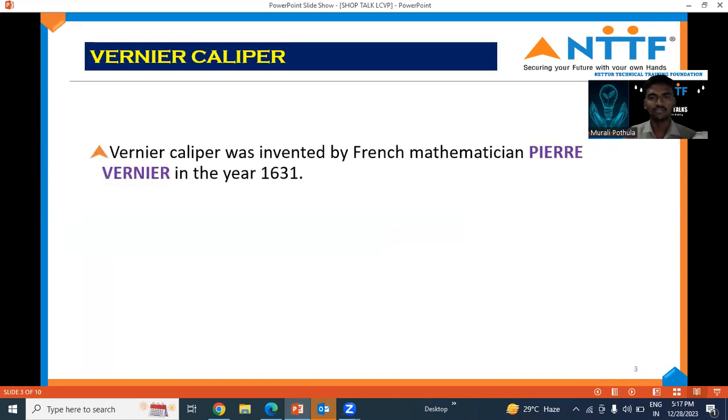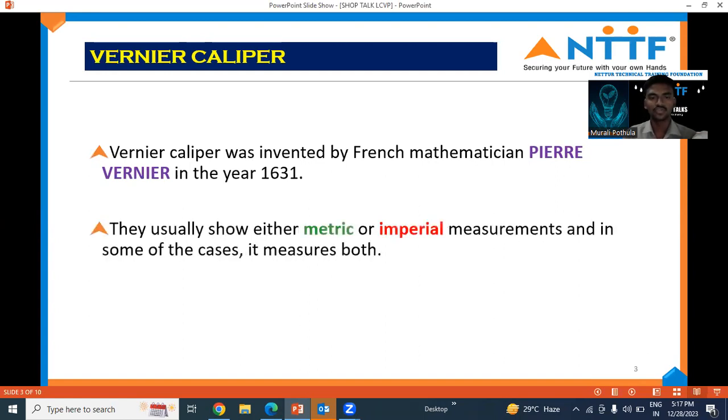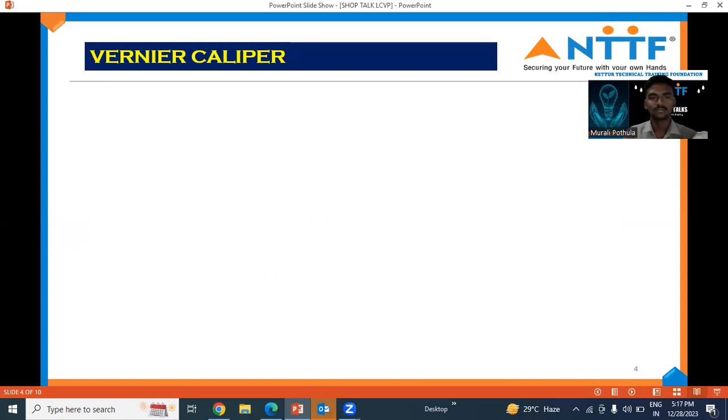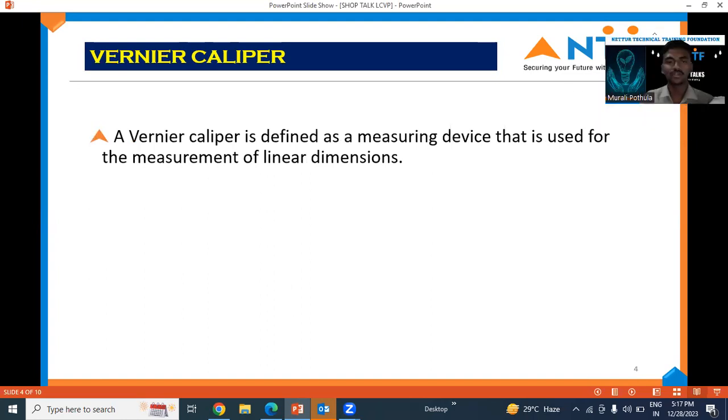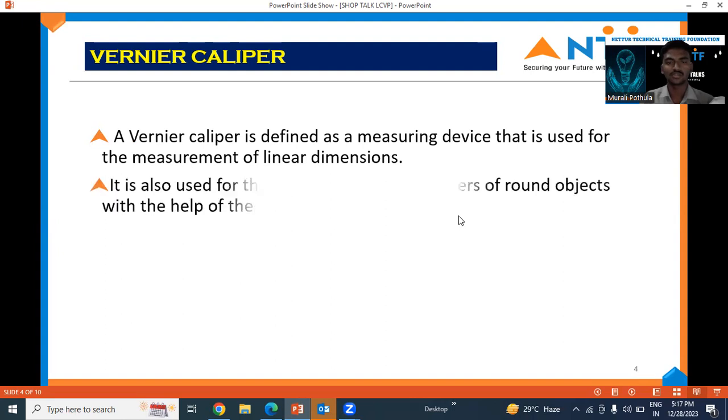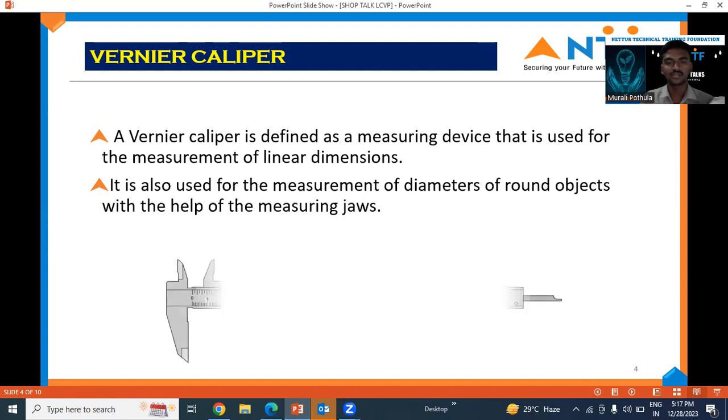Vernier Caliper was invented by French mathematician Pierre Vernier in the year 1631. They usually show either metric or imperial measurements, and in some cases, it measures both. A vernier caliper is defined as a measuring device that is used for the measurement of linear dimensions. It is also used for the measurement of diameter of round objects with the help of the measuring jaws.